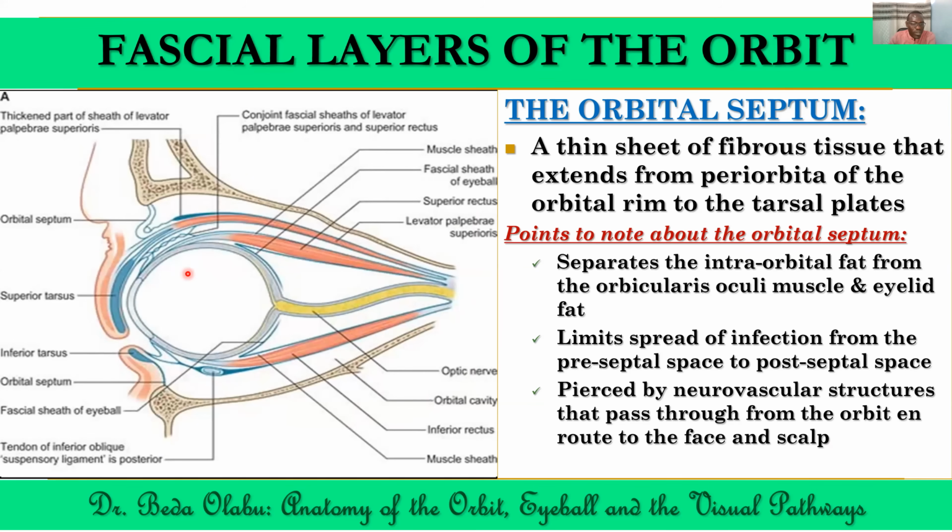So this image also captures for you the orbital septum anatomy. This is the orbital septum there, extending from the margin up to the tarsal plate. So this is the superior tarsal plate, which is usually bigger than the inferior tarsal plate. And so in this image, this is the orbital septum there.